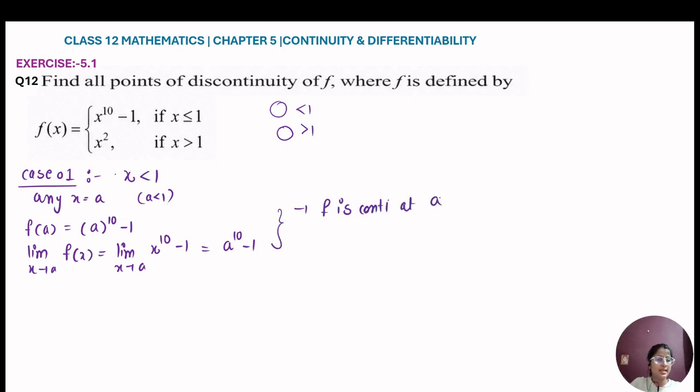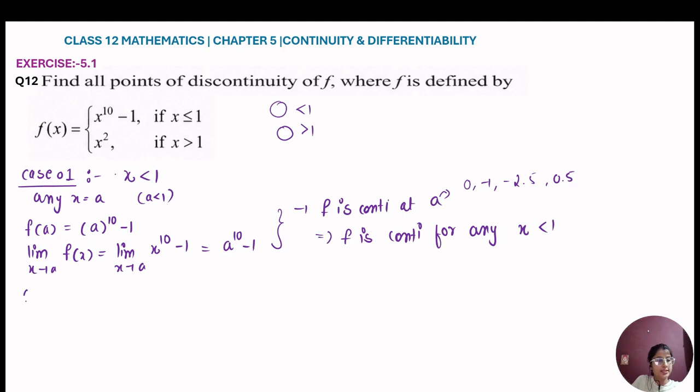And since a is any point such that a is less than 1, as I started with an arbitrary a, this a can be any number less than 1. That means it can be 0, it can be minus 1, it can be minus 2.5, it can be 0.5, any number less than 1. So from here we conclude that f is continuous for any x less than 1.